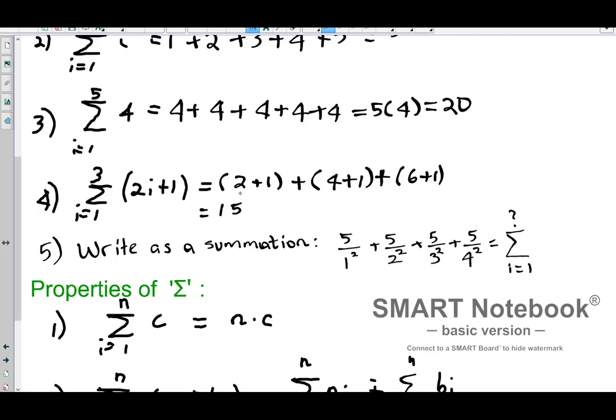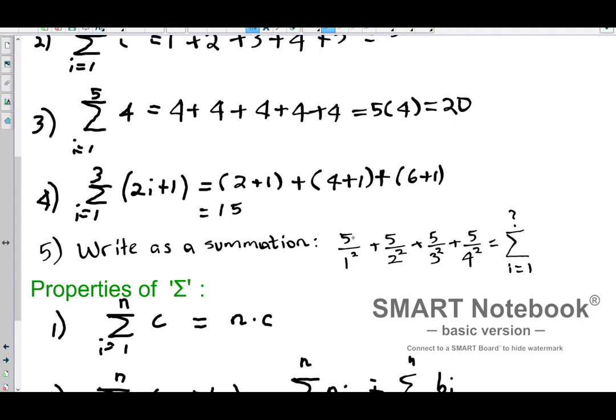Now let's do the reverse for a moment. Suppose you do have something given to you as a summation notation. How would you write that in the compact sigma notation? So in this case, you have 5 over 1 squared, 5 over 2 squared, and plus signs in between them, plus 5 over 3 squared, plus 5 over 4 squared.